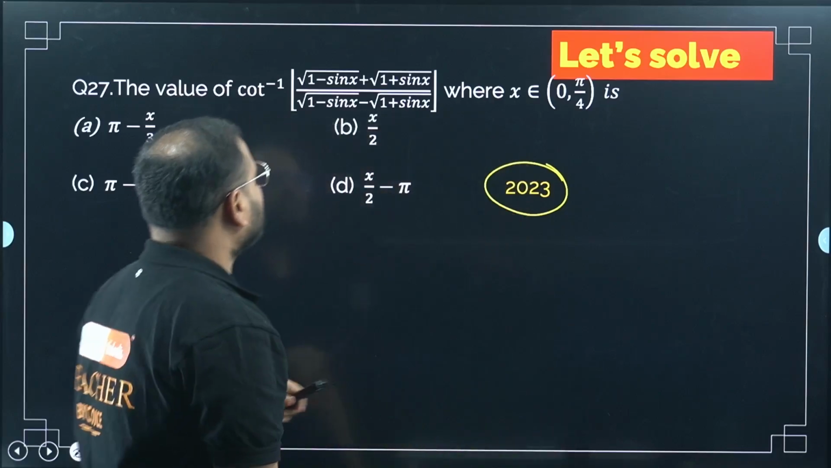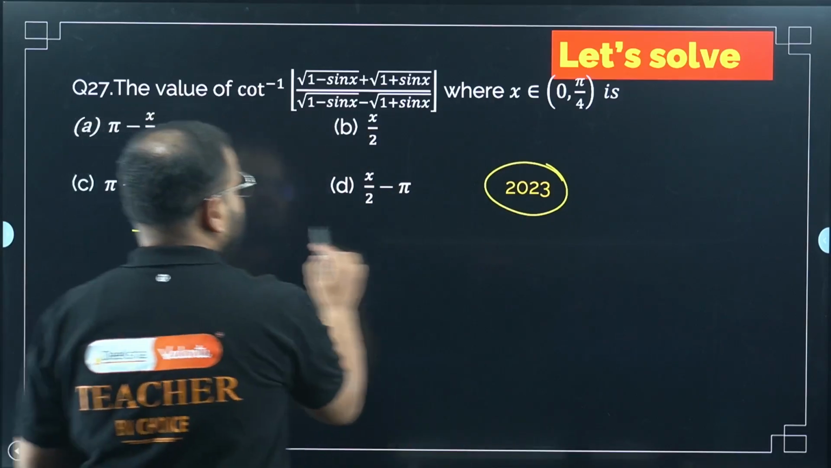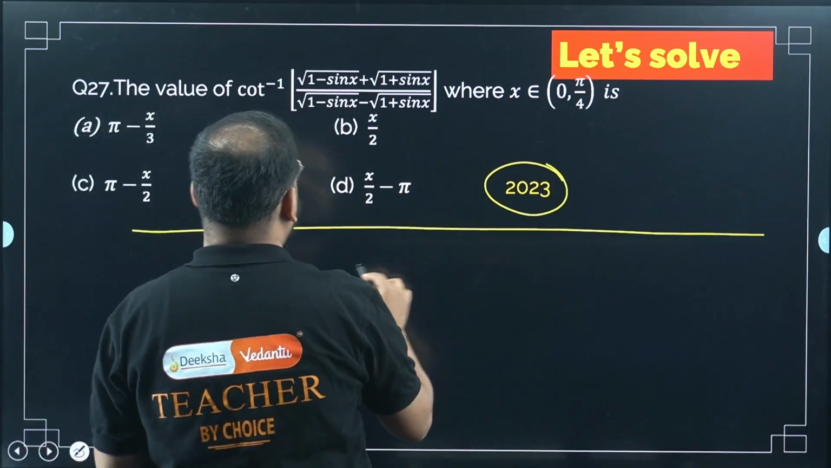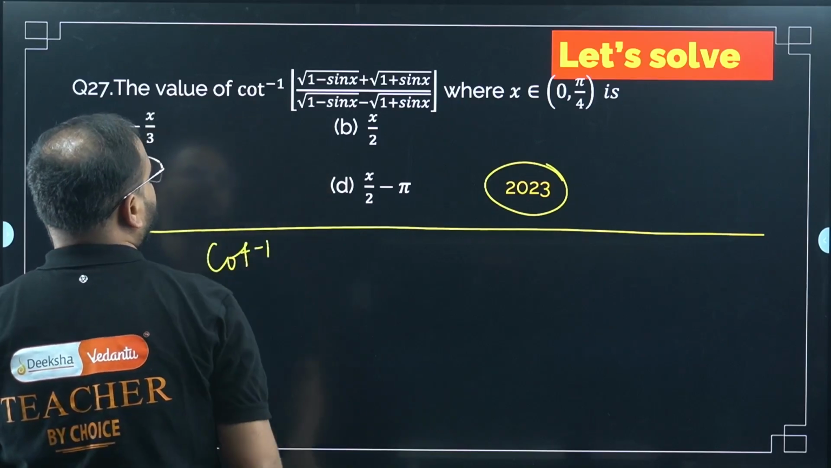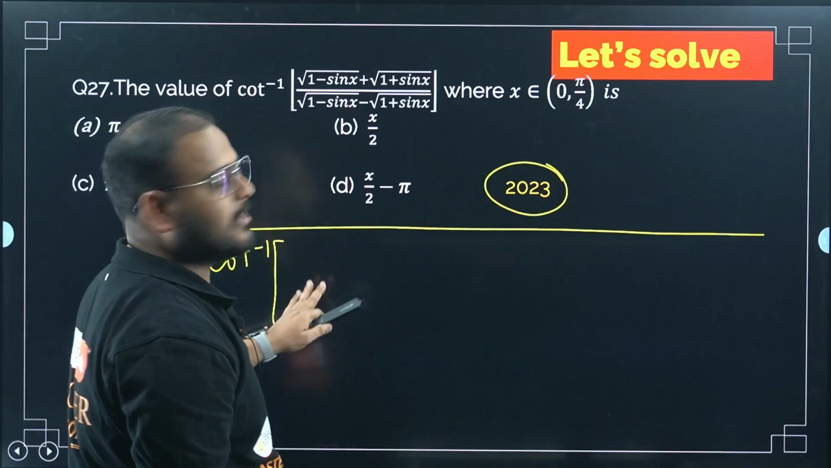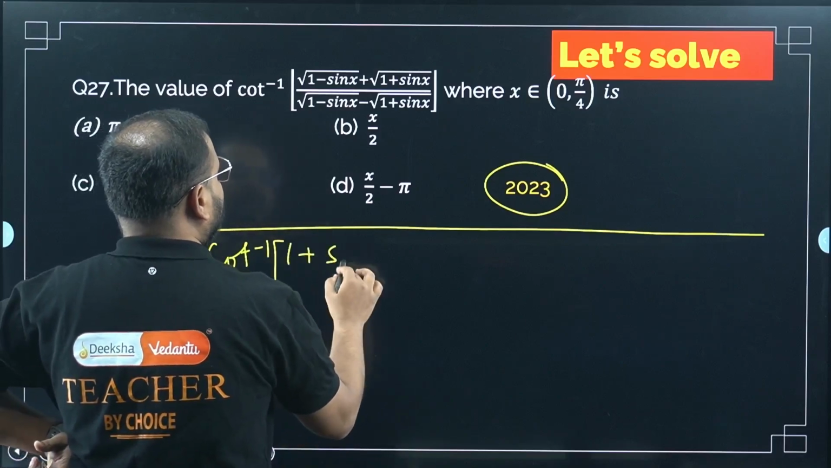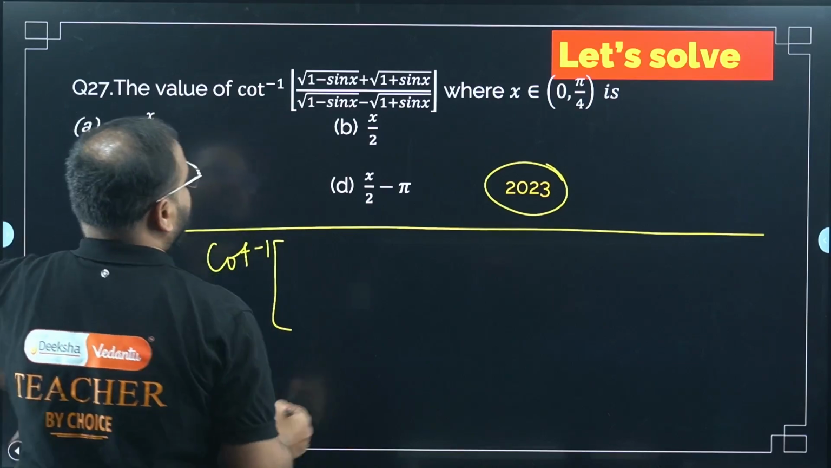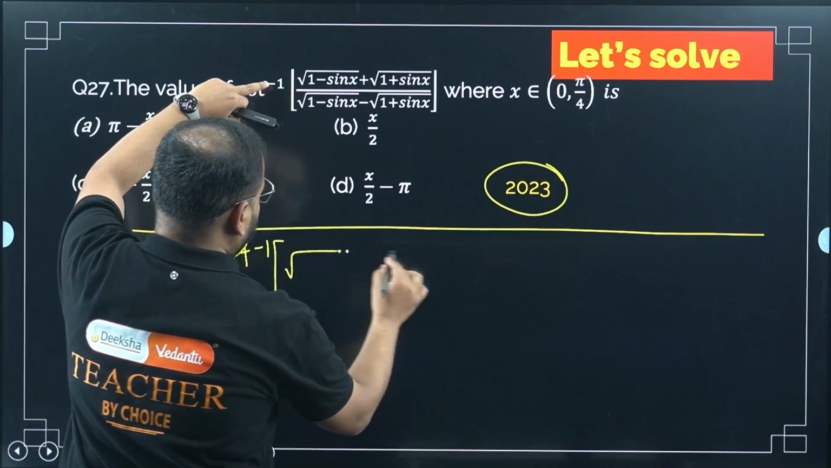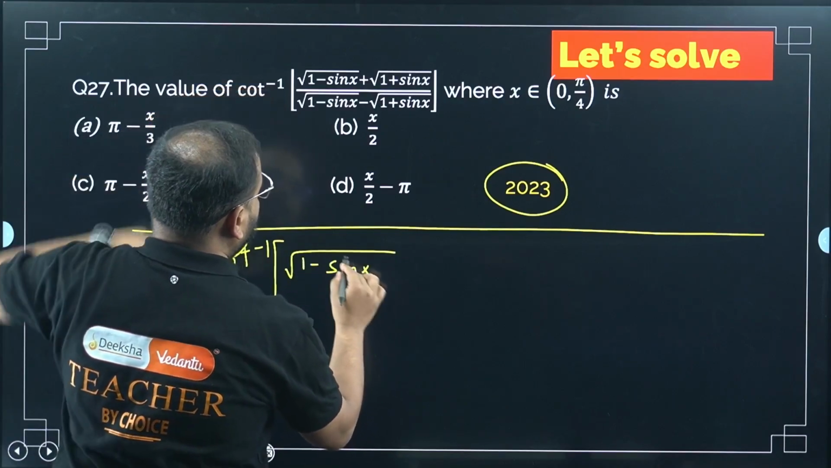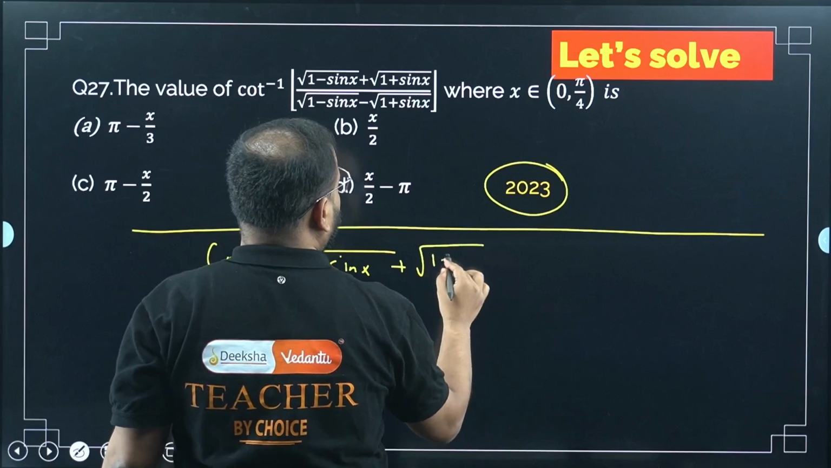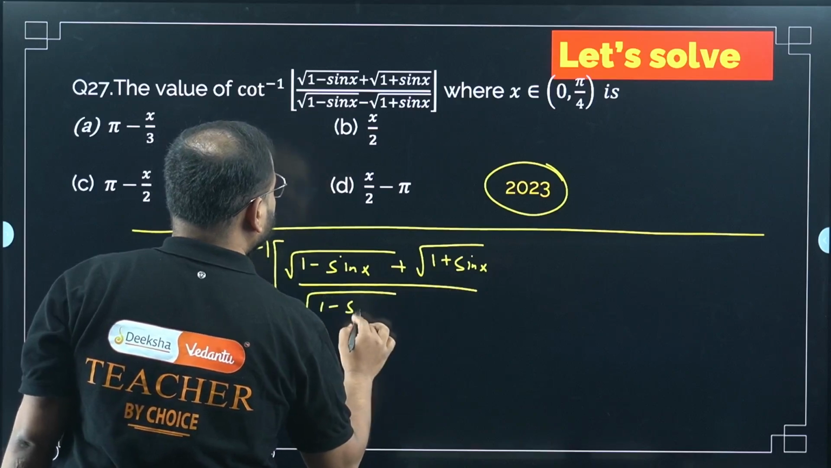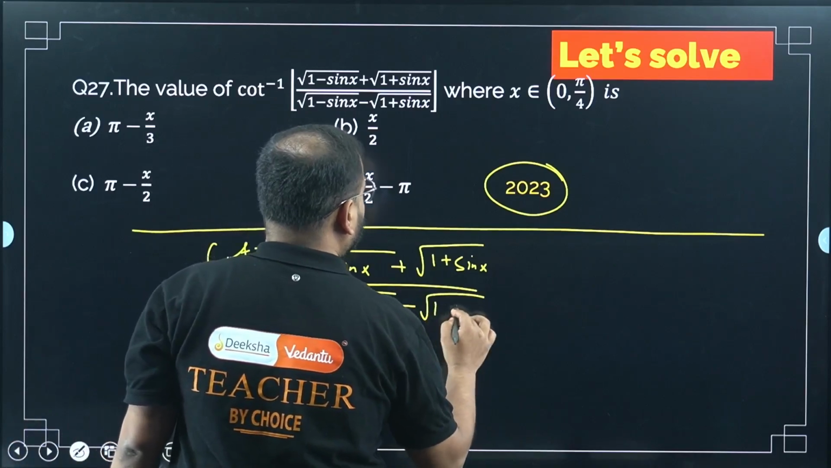Rationalization. We do rationalization. Let's do it for the denominator. Okay, so will this look like this? Please check. Cot inverse of. I'm doing the rationalization directly, so please understand this. 1 plus sine x, not plus minus, it's a minus sign. Please check here. Root of 1 minus sine x plus root of 1 plus sine x upon root of 1 minus sine x minus root of 1 plus sine x.